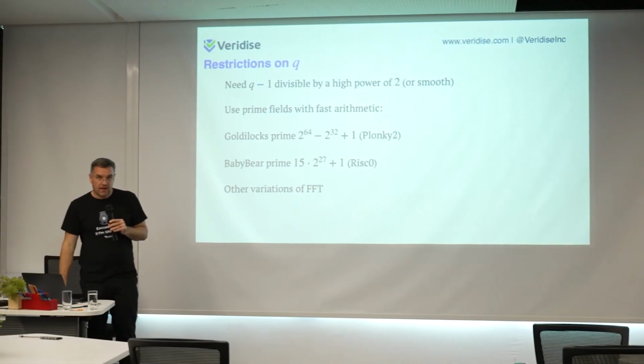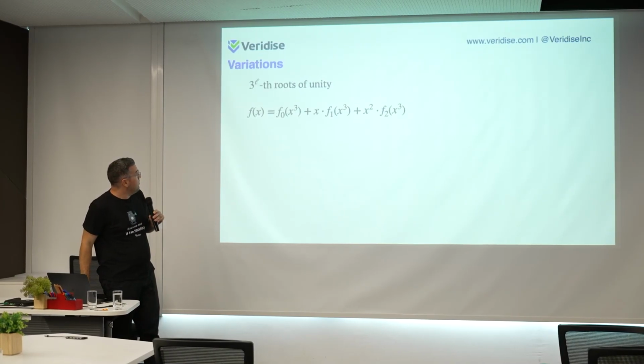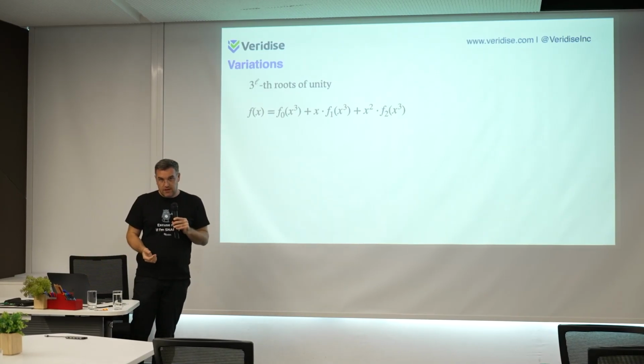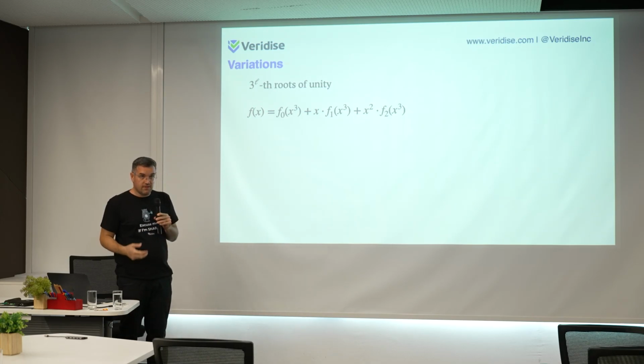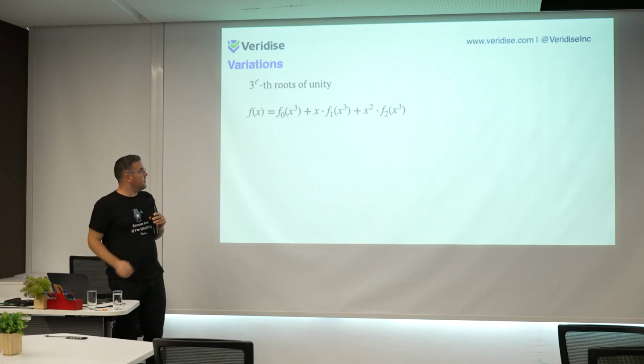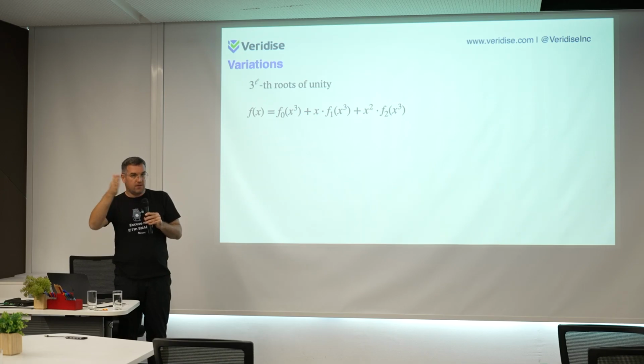So you might wonder, can I get around this restriction on the prime? There are many variations that you can do. For instance, you could just look at third roots of unity rather than second and 2 to the nth power roots of unity. You would just divide it into not odd and even parts, but you would have the parity modulo 3.